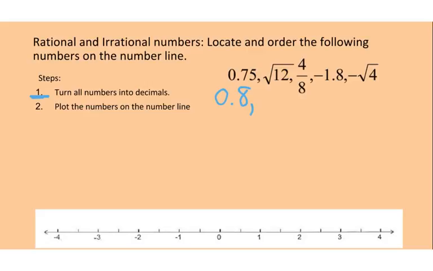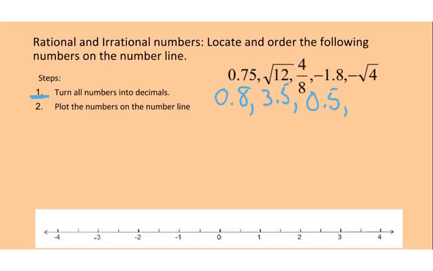Now, square root of 12. When I put that in my calculator, I get a really long decimal. 3.46 something, something, something. Okay? And so I'm going to round that to the nearest tenth, and I get 3 5/10. Then, putting the fraction into a decimal is easy. We've done that before. Take the top number, divide it by the bottom number, and when I do that, I get 5/10.